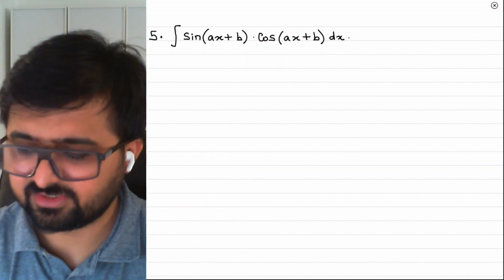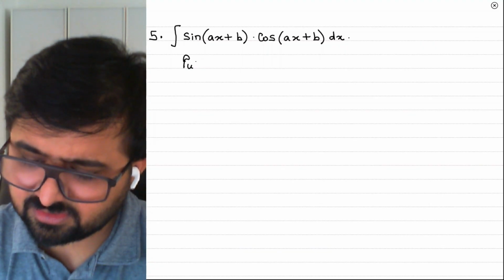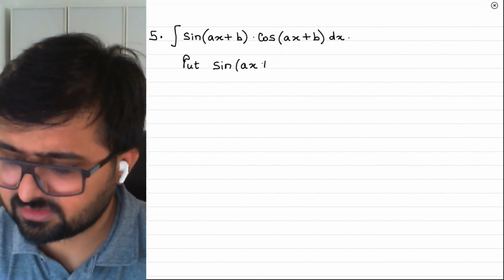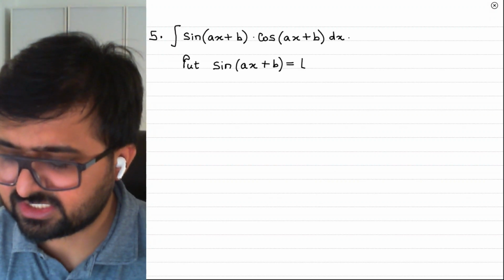It doesn't matter here. Let's put sine ax plus b equals t.